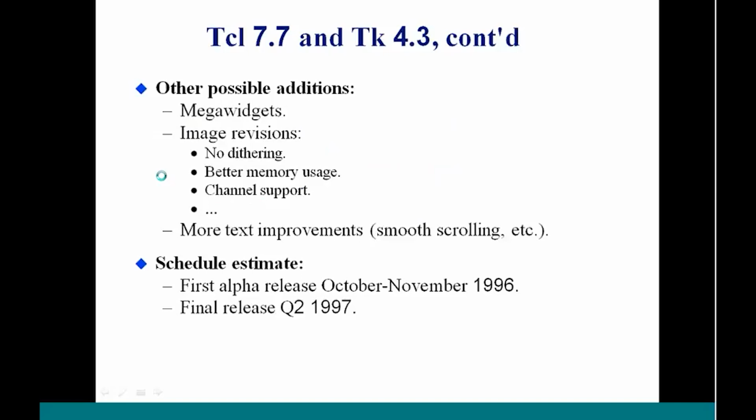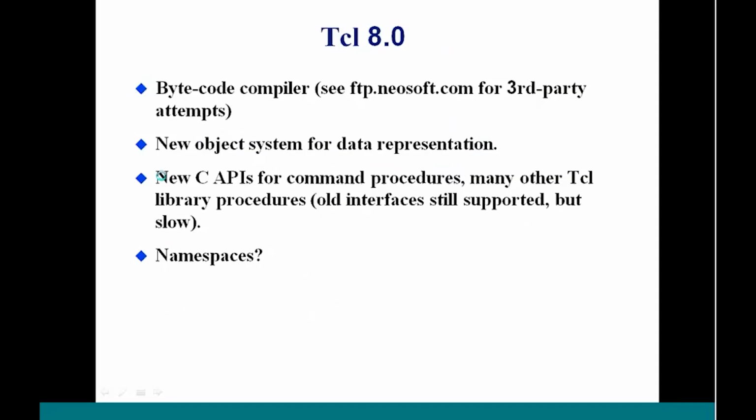So these were all the original dates essentially, but the next one is Tcl 8.0. This one has a bytecode compiler, and this is at ftp.neosoft.com. And then we have a new object system for data representation, a new C API for command procedures, and many other Tcl library procedures.